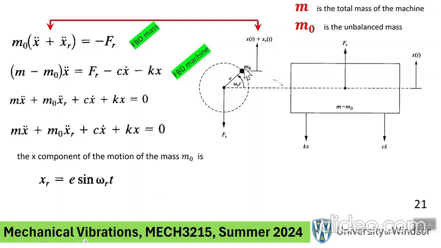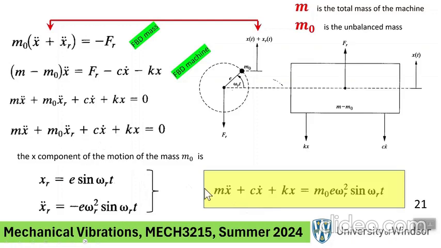In this right triangle, this xr is simply e sine of omega t. And I need in my equation x double dot of r. So you differentiate it twice, you get a minus sign. Take that and stick it in that equation, get rid of xr basically, and you get the mother of all equations for a rotating unbalanced machine right there.